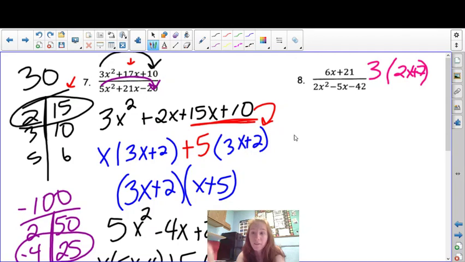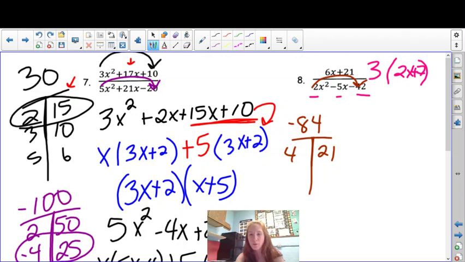The denominator, however, I see 2 and 42, but 5 is not divisible. So we're going to have to tackle that with the same idea. So 2 times negative 42 is negative 84. So what goes into negative 84 that adds to negative 5? So I've got 4 and 21. We already have 2 and 42, but there's no way that's going to get me to 5.